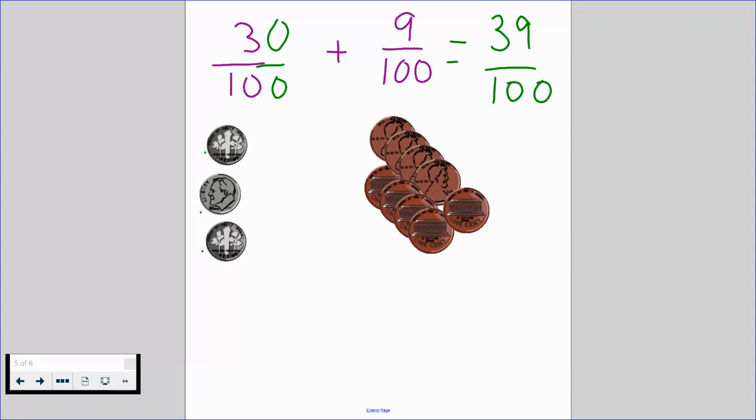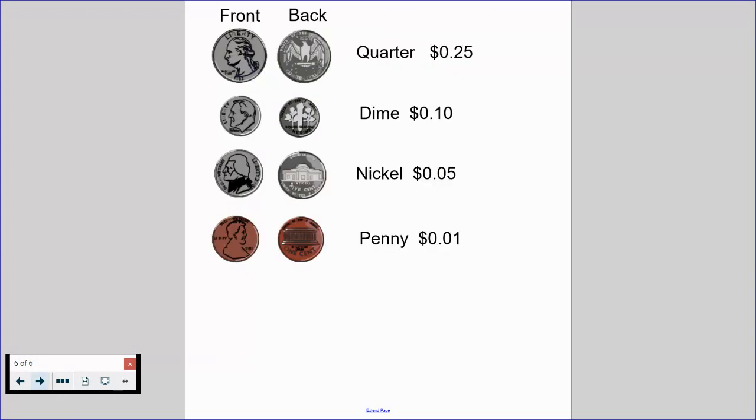We're going to spend the next few days focusing on money. So one of the tasks that you're going to be asked to do is to use iknowit.com and practice your money skills. What you're going to need to remember is the amount that goes with each coin. So a quarter is worth 25 cents. Notice 2 groups of 10 and 5 ones. Okay. A dime is worth 10 cents. A nickel is worth 5 cents. And a penny is worth 1 cent.